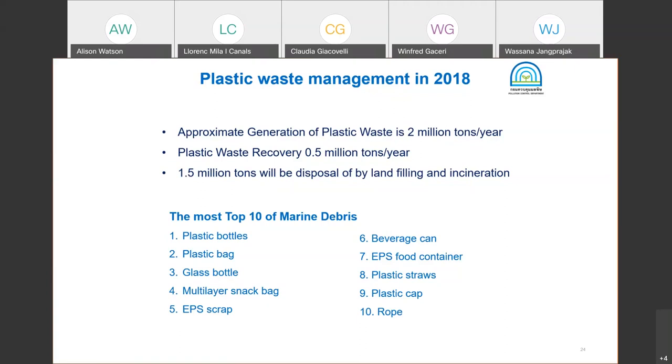The survey from the Department of Marine and Coastal Resources found that the top 10 marine debris items include plastic bottles, plastic bags, glass bottles, and then EPS foam scrap, and they found many kinds of plastic scrap in the ocean. Next, please.